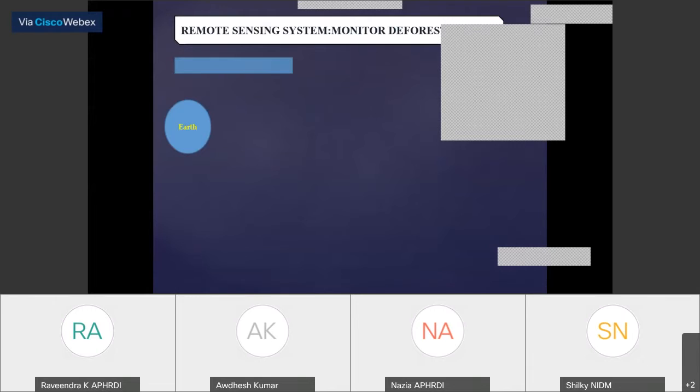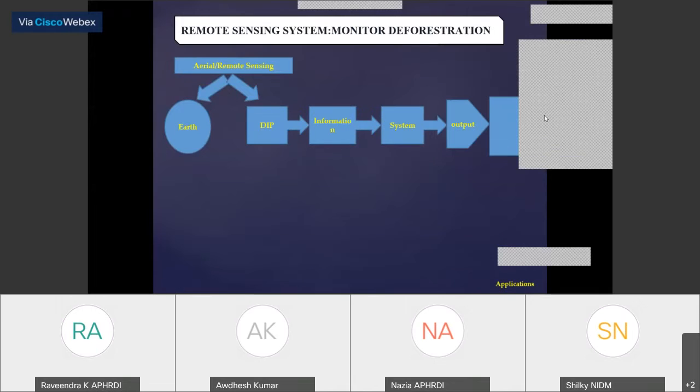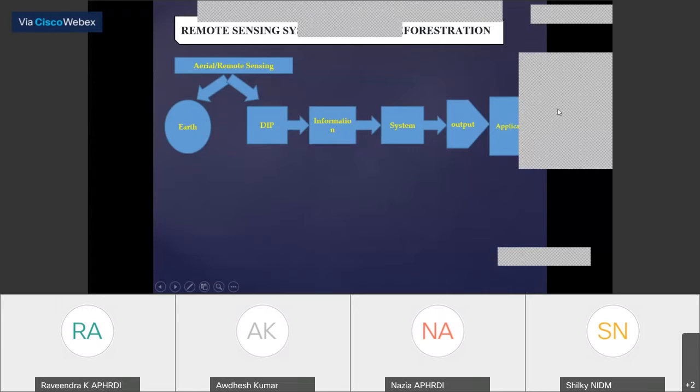And we can see the remote sensing system. I have taken an example here, but it has wide application. Here we can take aerial and remote images. With the help of satellites, we can capture data from the earth, and after digital processing, we convert it into information. Because if you have data, it has no use by itself. You have to extract information out of it. A processed form of data is known as information. So we get this information, put it into the system, and then take the output and apply it to the desired area.